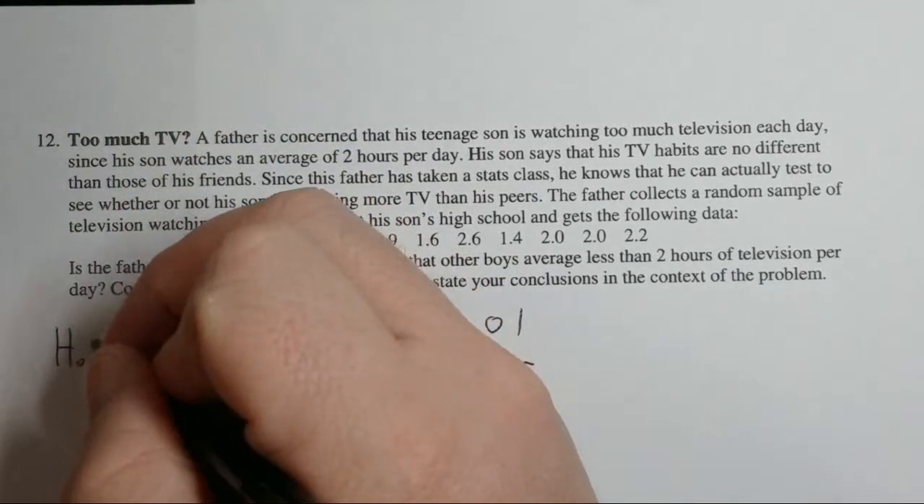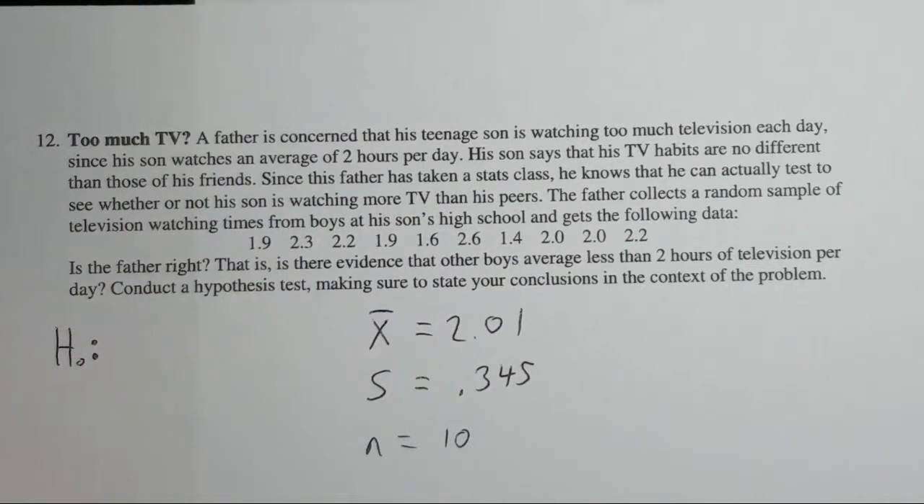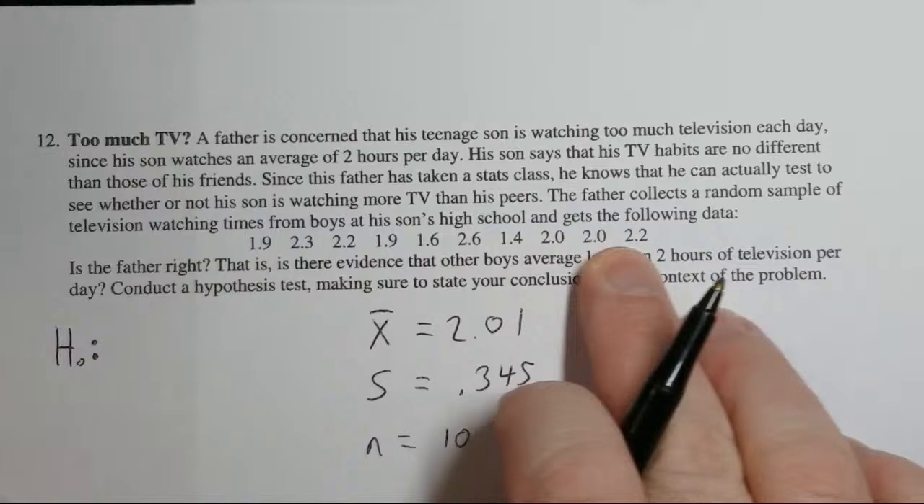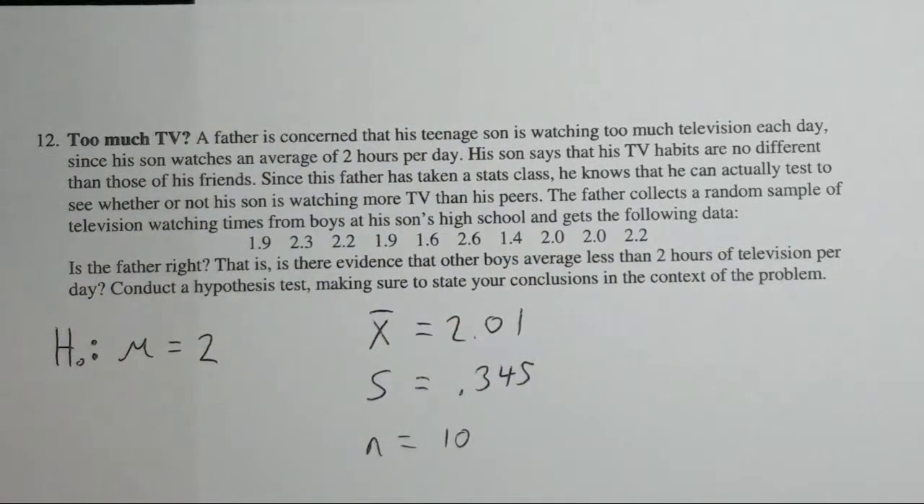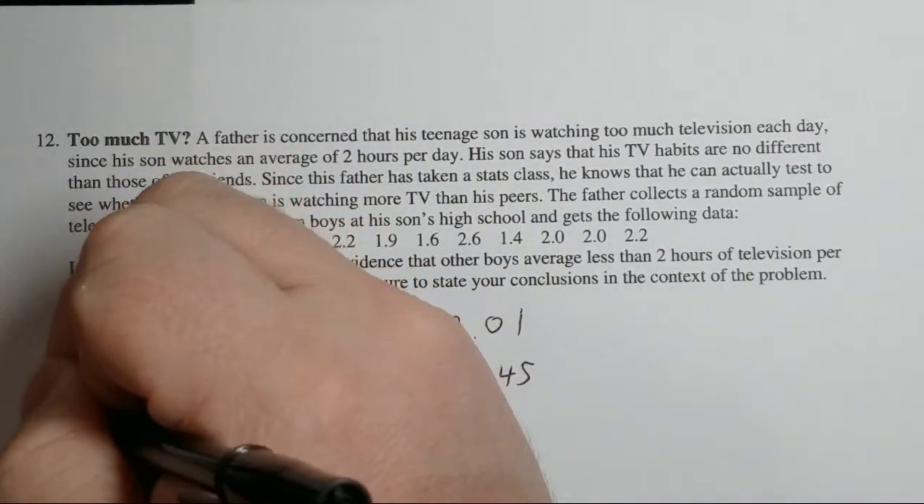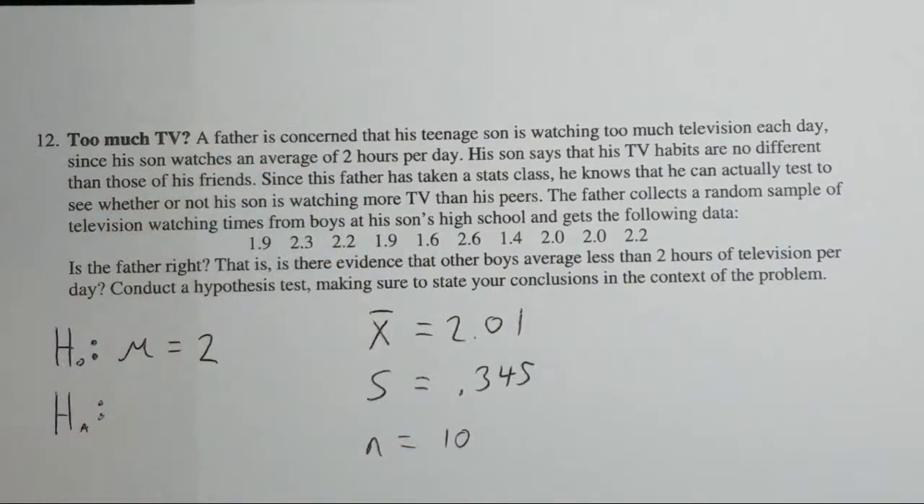The son is claiming that 2 hours is no different than any of his friends. The sample taken is of his friends, clearly, but he's claiming that 2 hours is just fine. Null hypothesis: innocent until proven guilty. The father is looking at a sample and trying to see whether or not his son is really telling the truth. The father believes, and this is the key part here, that his son is watching more television, way too much television.